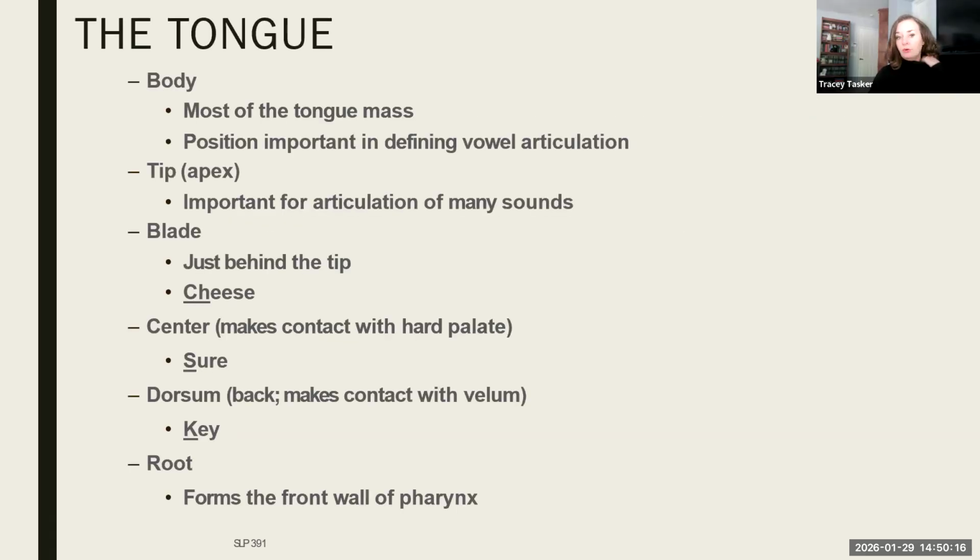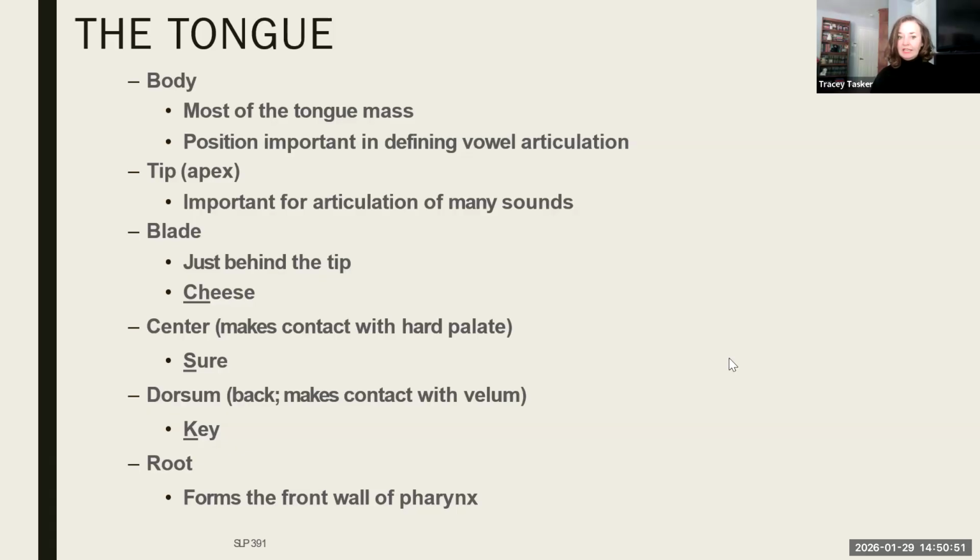Okay, so as I said, the tongue is massive when you look at it in that diagram. We're going to look at an image labeling all these different parts, but just to go through it: the body of your tongue is most of your tongue mass. This is very important when we talk about vowels, which we're going to talk about in our next video. The tip of your tongue is also important for different sounds. If you think about the th sound, we are moving our tongue between our teeth.